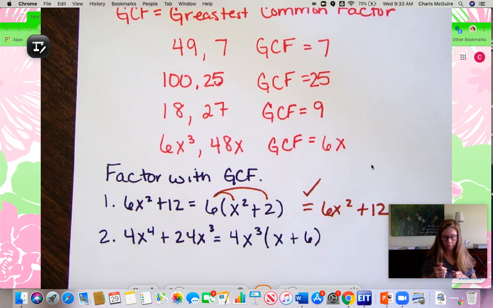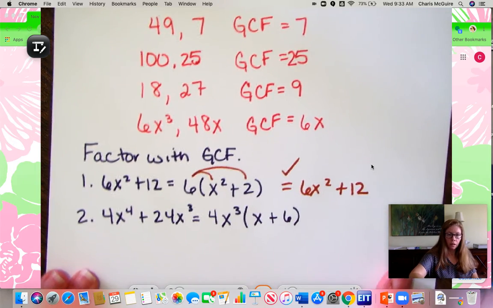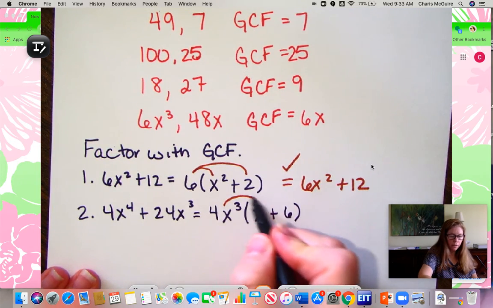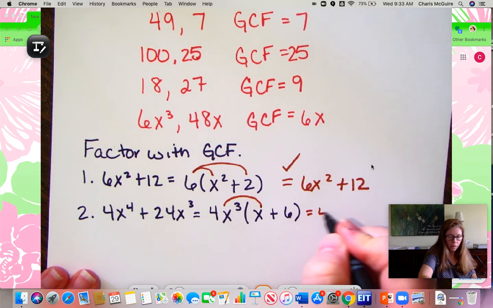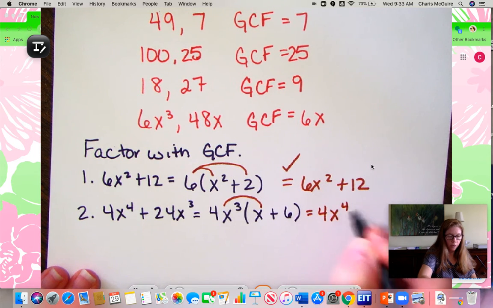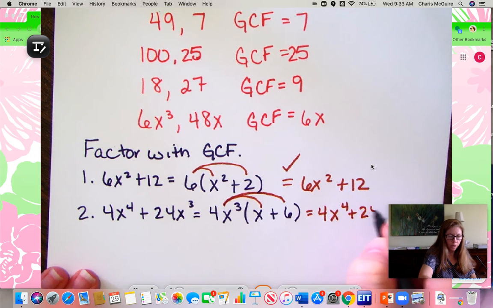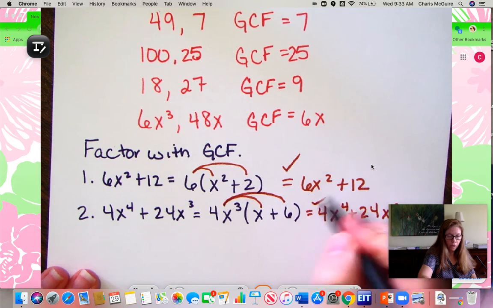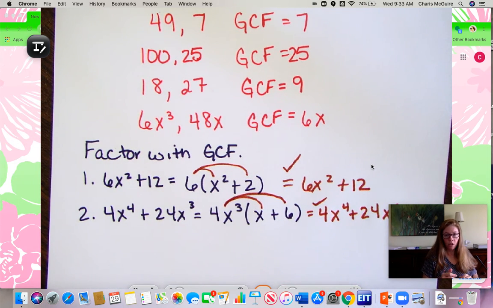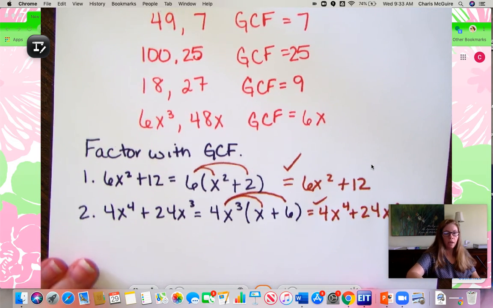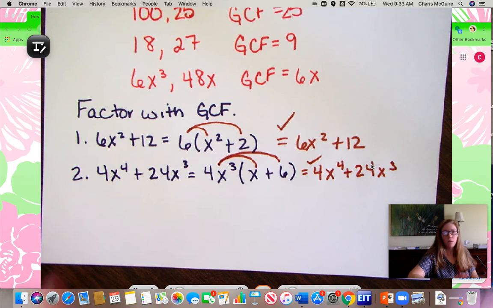Now, let's check it and see if we did that right. So I have 4x to the 3rd times x is 4x to the 4th. And 4 times 6 is the 24. And then we have the x to the 3rd. So that's perfect. Now, as far as checking goes, if you were taking Algebra 1 with me, I would totally require a checking of all your work.